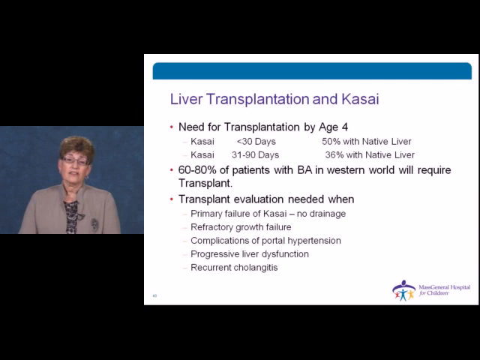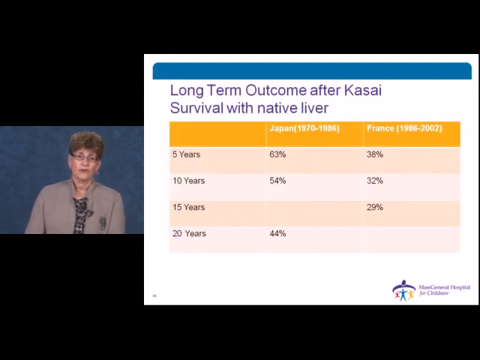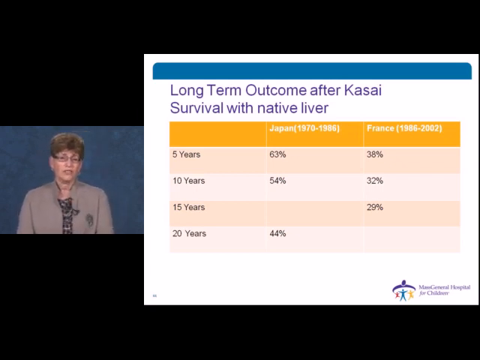So it turns out that 60 to 80% of patients with biliary atresia in the Western world, as far out as this has been studied, will ultimately require a transplant. And when is a transplant evaluation needed? When the Kasai primarily fails and there's no drainage, when growth failure is refractory, the complications of portal hypertension, progressive liver dysfunction, and recurrent cholangitis. And I'm not going to go into details on any of that today, as the discussion is really more focusing on neonatal hepatitis.